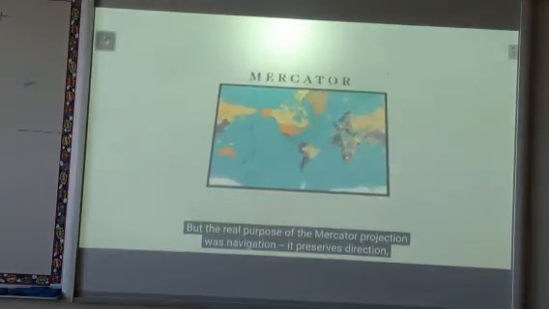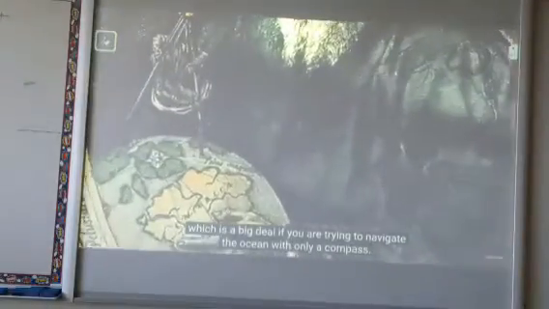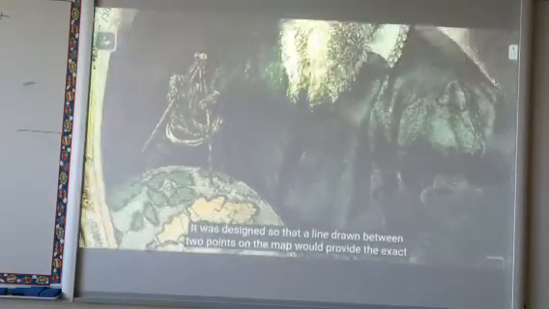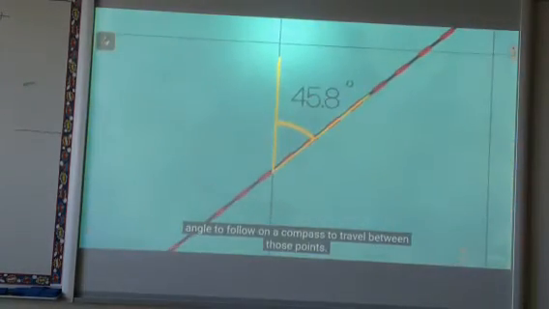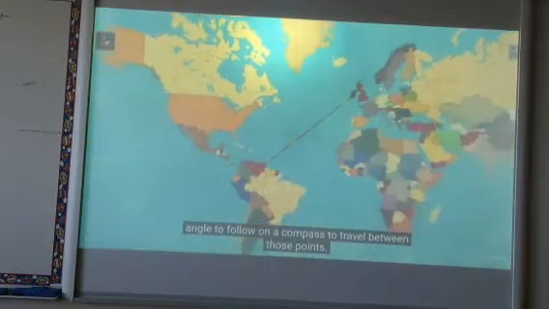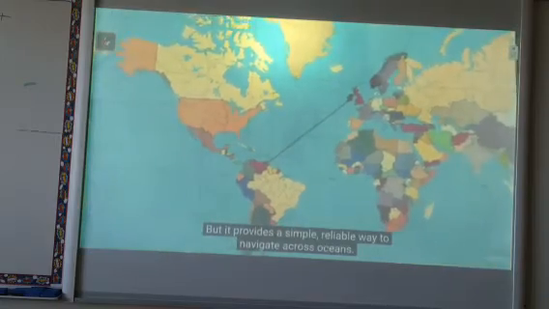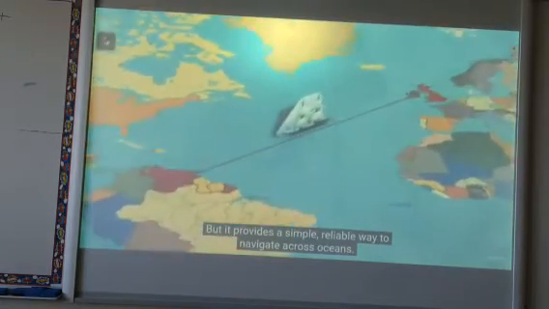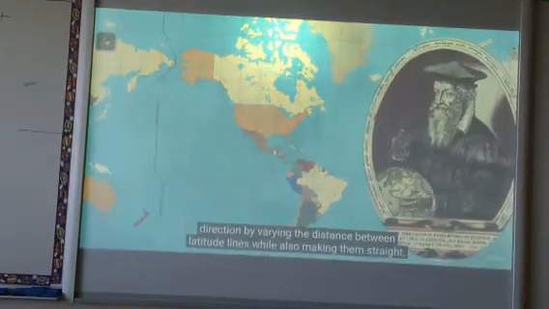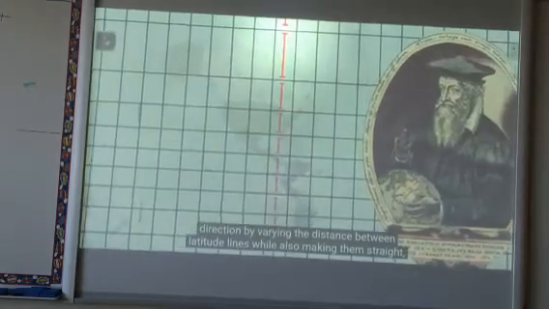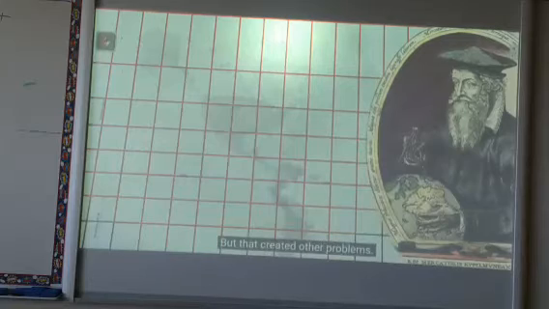But the original purpose of the Mercator Projection was navigation. It preserves direction, which is a big deal if you're trying to navigate the ocean with only a compass. It was designed so that a line drawn between 2 points on the map would provide the exact angle to follow on a compass to travel between those 2 points. If we go back to the globe, you can see that this line is not the shortest route, but at least it provides a simple, reliable way to navigate across the ocean. Gerardus Mercator, who created the projection in the 16th century, was able to preserve direction by varying the distance between the latitude lines, and also making them straight, creating a grid of right angles. But that created some other problems.